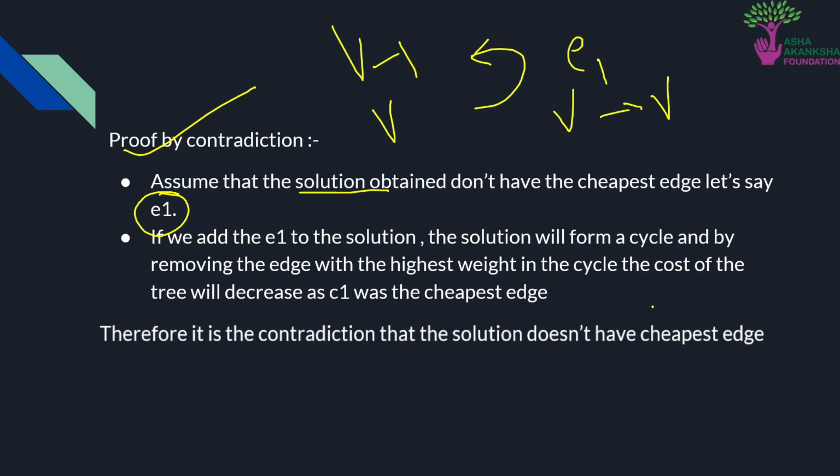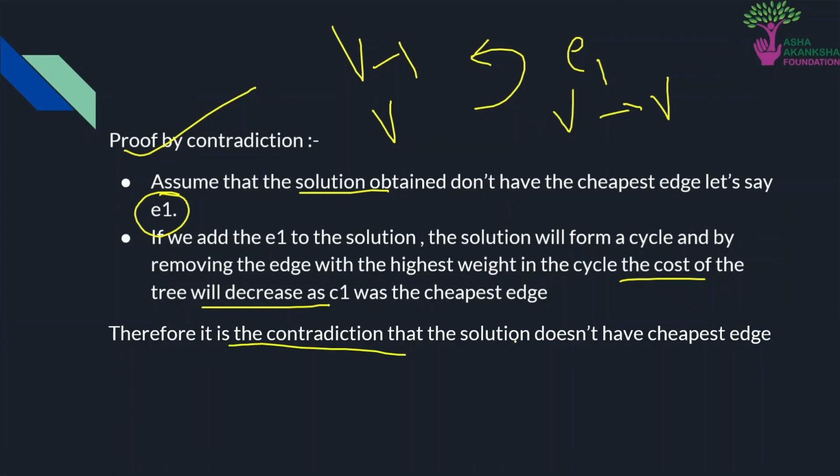By removing the highest weight edge in the cycle, the cost of the tree will decrease, as E1 was the cheapest edge in the graph. Therefore, it is a contradiction that the solution does not have the cheapest edge.